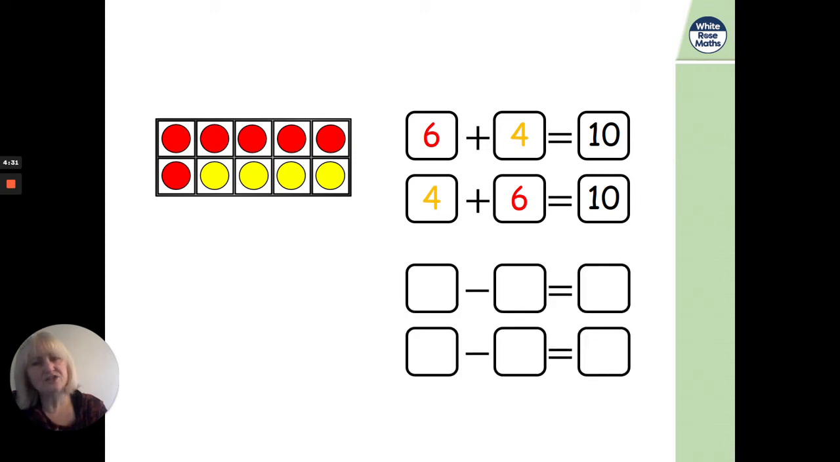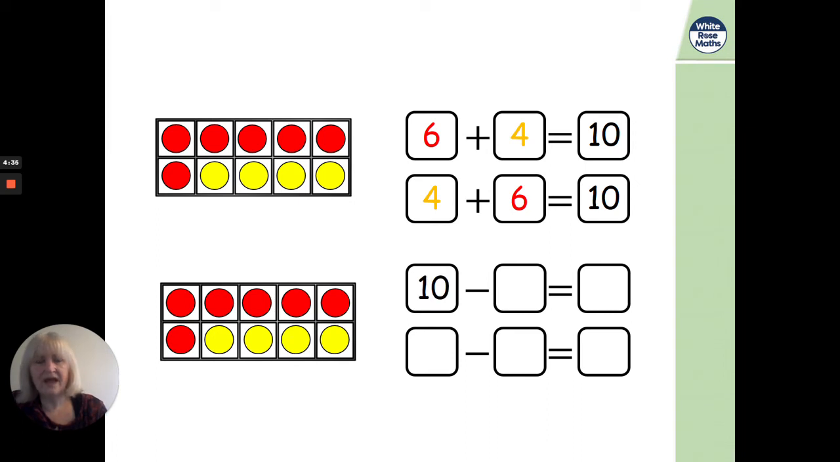I could start with all of the 10, there they are, and I could decide to take away either the 6 red or the 4 yellow. I think I'll take away the 4 yellow. 1, 2, 3, 4. So 10 take away the 4 yellow equals 6 red. 10 minus 4 equals 6. Maybe I could have started with the 10 and taken away the 6 red first, and then I'd have had 4 yellow.